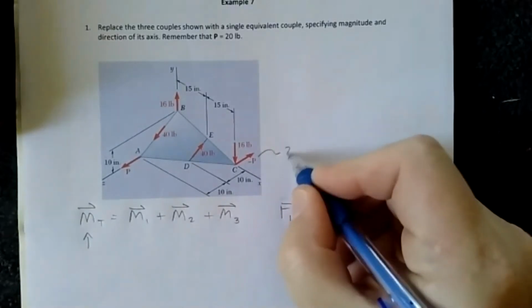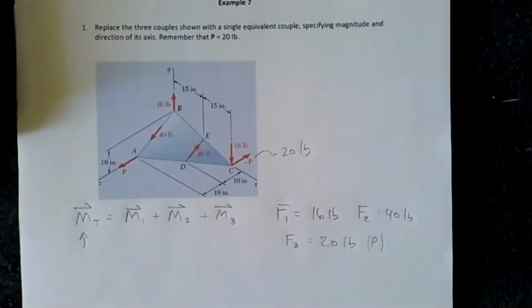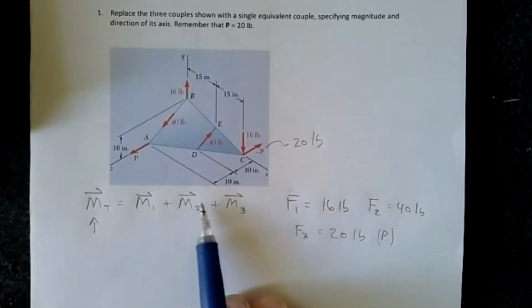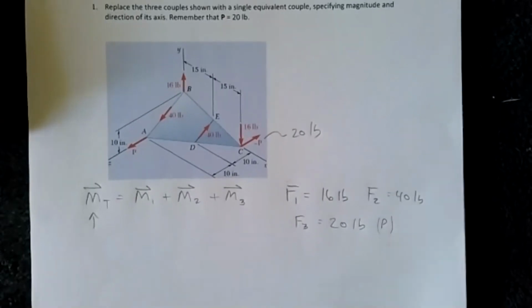Okay, so there's P, 20 pounds. All right, so let's go ahead. Now, it's just a question like before: we're going to find the magnitude of this, magnitude of that, magnitude of that, and then we'll go ahead and add them together. So the first one, M1, let's look at that.